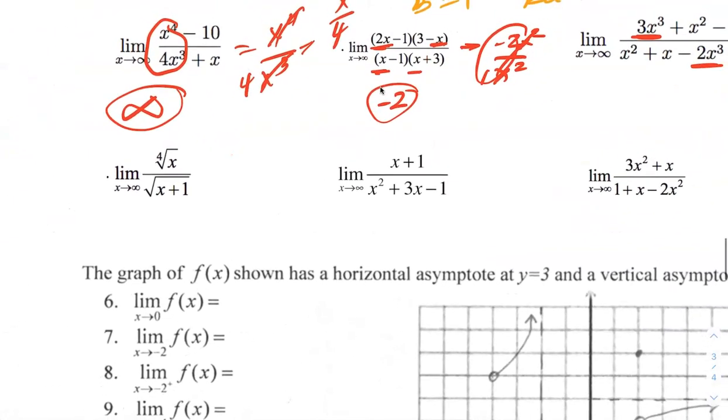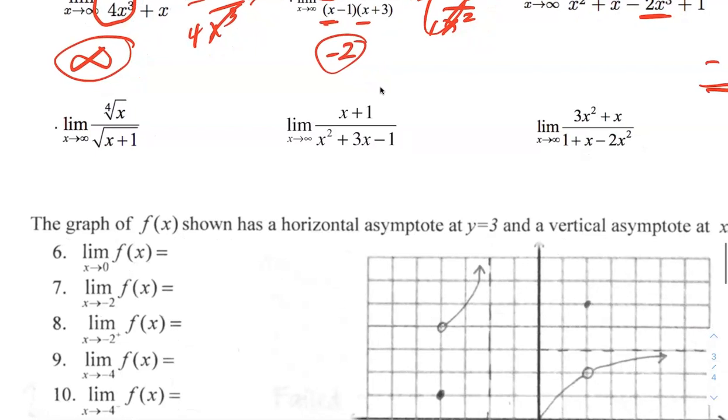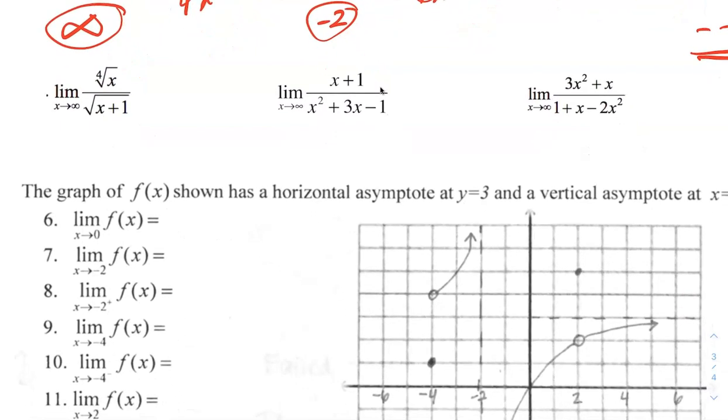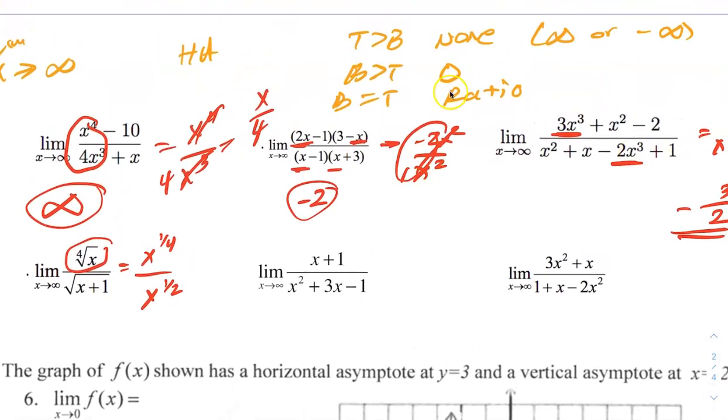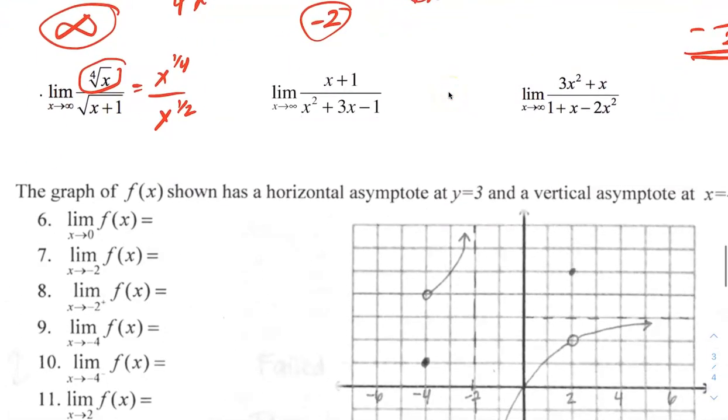Next one. It's a little tricky, so I have to rewrite it. That's x to the 1/4. Over here, all I care about is the highest power. So let's go with the x. So that's going to be x to the 1/2. Right, square root is just 1/2 power. That's 1/4 power. Which one's bigger? The bottom is. So the bottom one's bigger. Remember how the bottom's bigger than the top? It's a 0. Bottom's growing faster than the top is. So you just get 0.